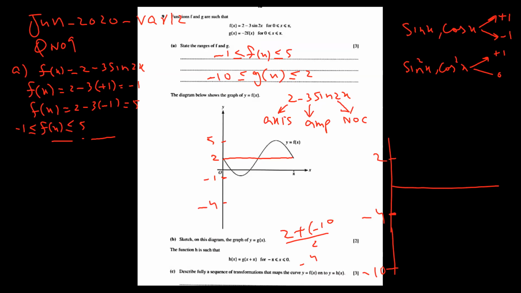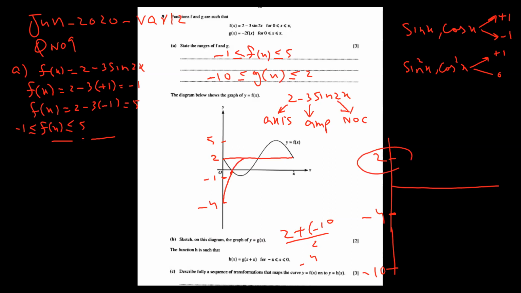The rest of the graph is easy because, if you look carefully, you are multiplying by -2. Okay, the graph will turn like this. So the reflection also, I show you, the graph will go like this, at the highest 2.